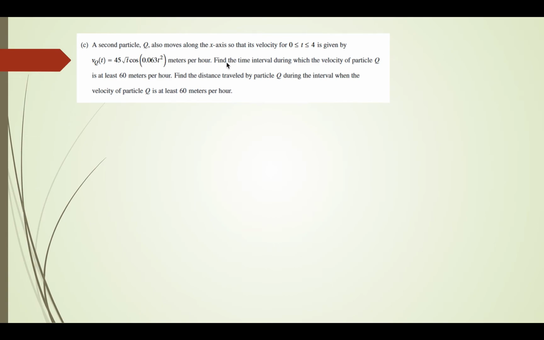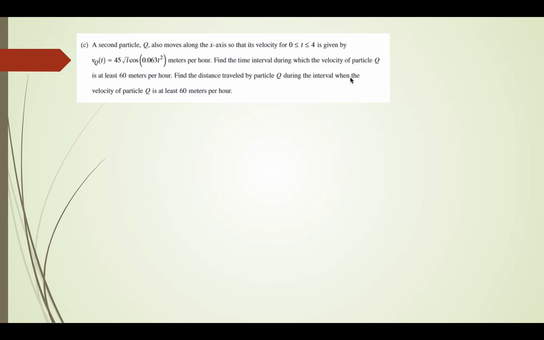And first and foremost, we want to find the time interval during which the velocity is at least 60 meters per hour. The at least part is important. That means 60 is included. It's not when it's greater than 60, but when it's at least 60. So that means 60 or more.